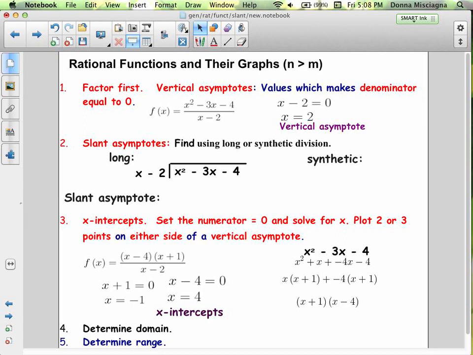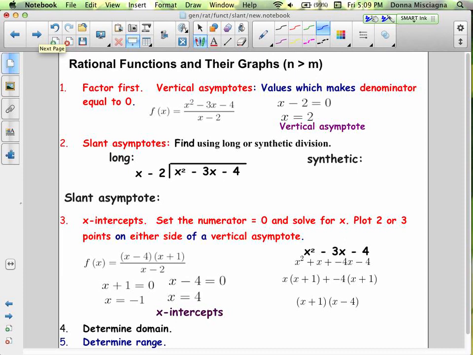Now we need our slant asymptote, and we can use long or synthetic division. I am going to review both with you because I think it's good for you to remember both. However, when you are finding this slant asymptote, if it is x plus or minus a constant, you get to choose long or synthetic. If it's anything else, you're going to have to use long, and we'll see some of those in this particular lesson.